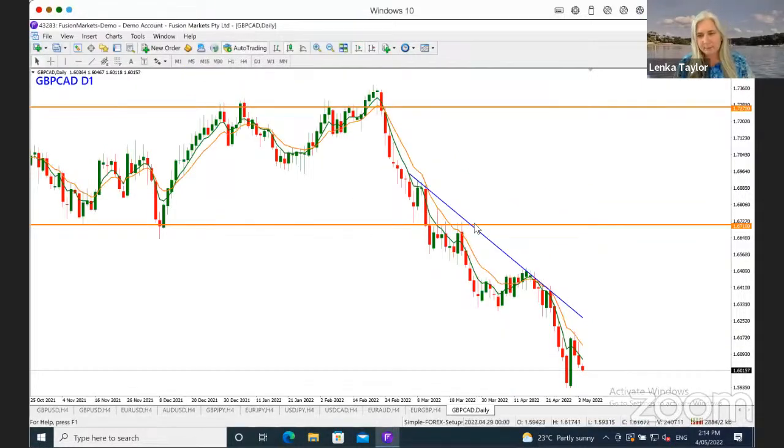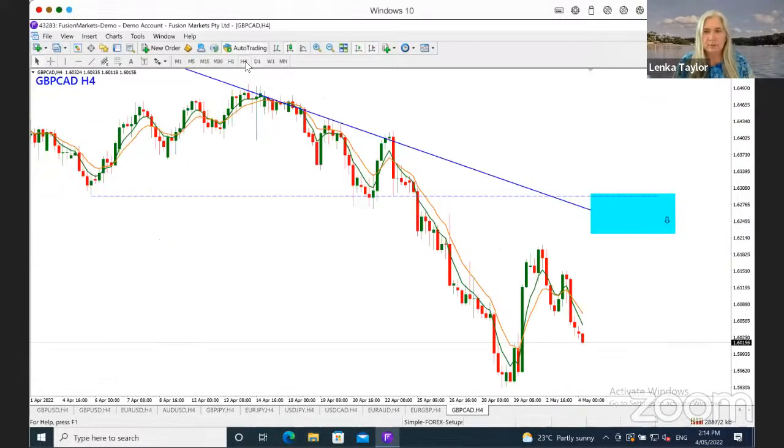Okay, on the daily, we are still in a downtrend. On the 4-hourly, we had some sort of pullback, but not a really good reversal there. And at the moment, it's already too low, so I'm not looking to enter. Would wait for the price to pull back to the trend line and then look for a short.